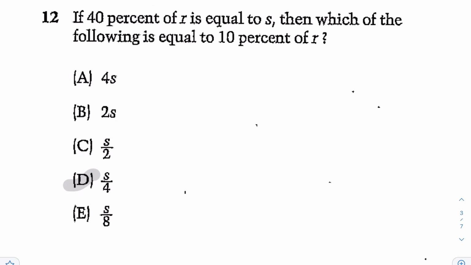All right, next for number 12. If 40% of R is equal to S, then which of the following is equal to 10% of R? So here you just have to turn the word sentence into a number sentence. So 40% of R is equal to S means that if you take 40%, or 40 over 100, of means multiply, and you're multiplying by R, is equal, of course, means equal sign, that's equal to S.